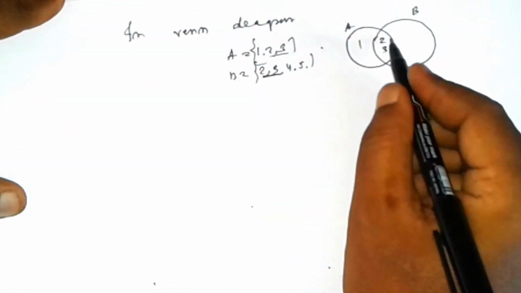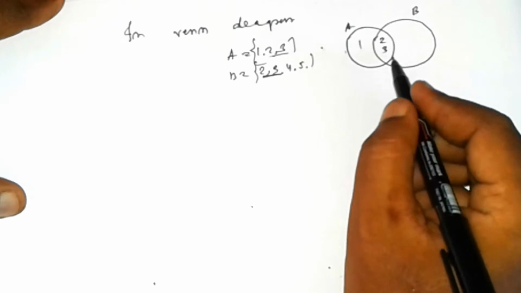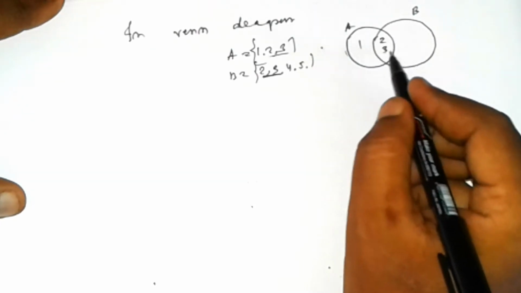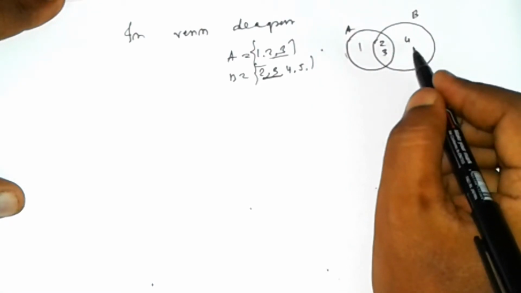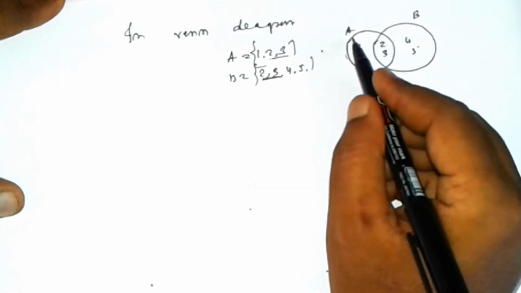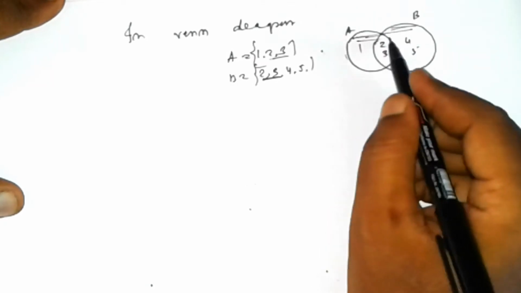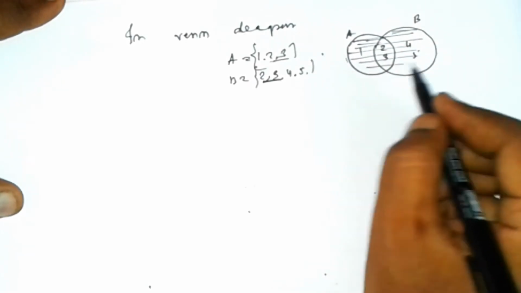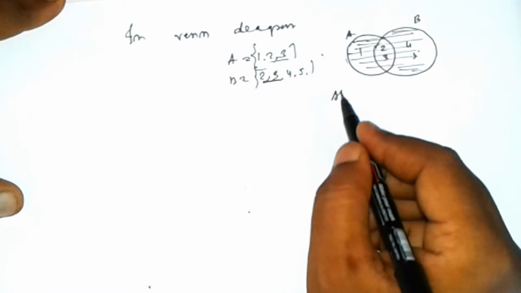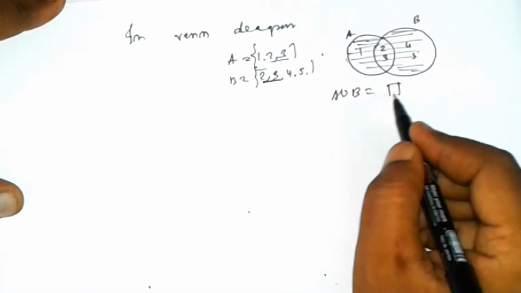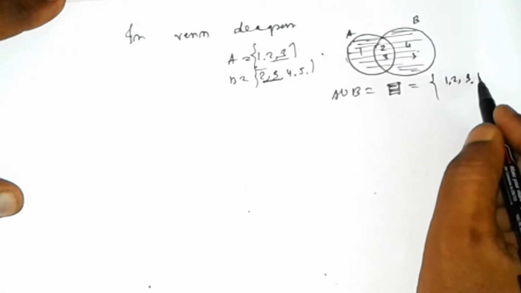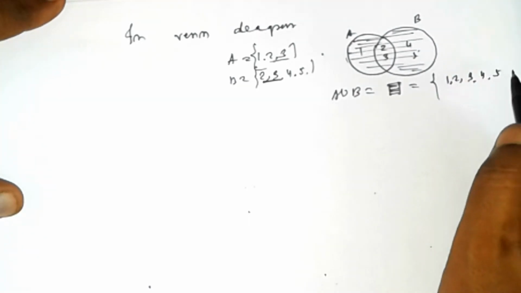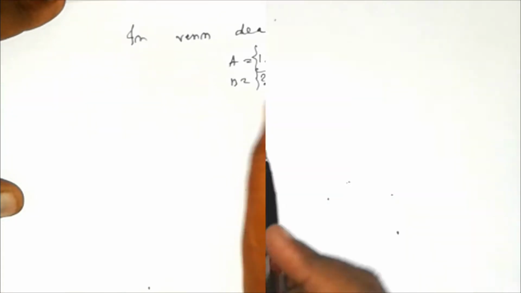A is the set containing 1, 2, 3. B is the element 2, 3 already is in. Put in 4, 5. The union means this is the shaded portion. But A union B is a shaded portion, or elements belonging to 1, 2, 3, 4, 5. Now properties of union.